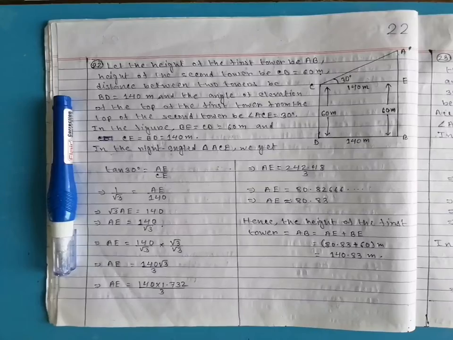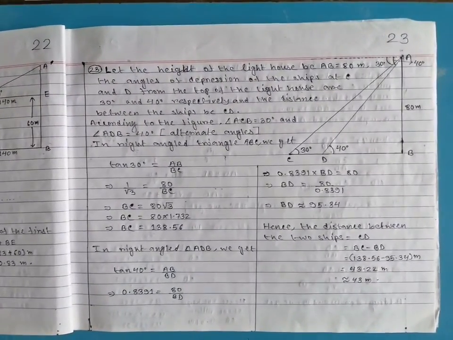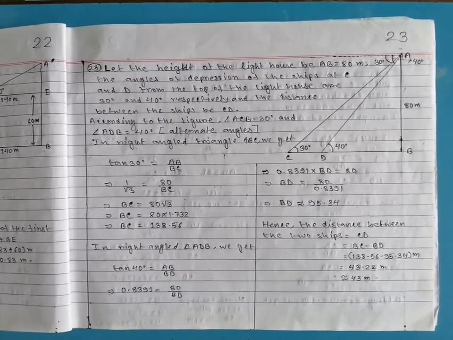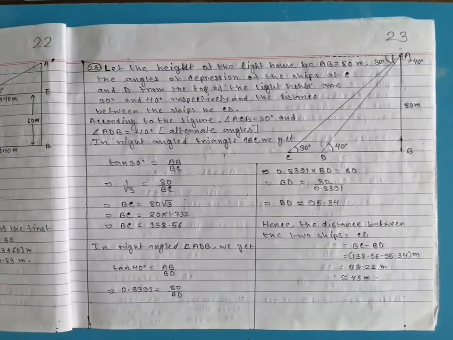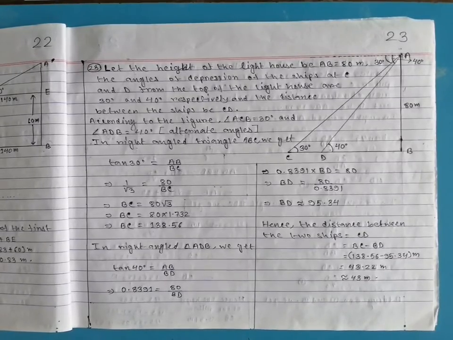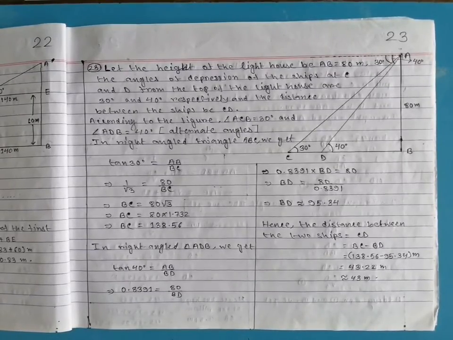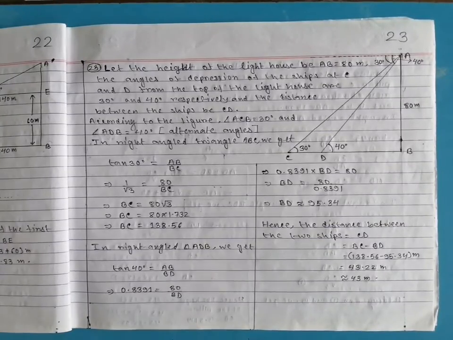Now come to the next problem, that is question number 23. Read question number 23 very carefully. As observed from the top of an 80 meter tall lighthouse, the angles of depression of two ships on the same side of the lighthouse, in horizontal line with its base, are 30 degree and 40 degree respectively. Find the distance between the two ships. Give your answer correct to the nearest meter.